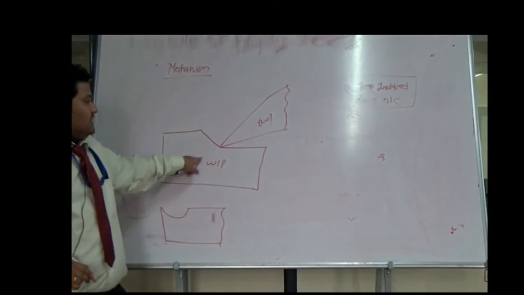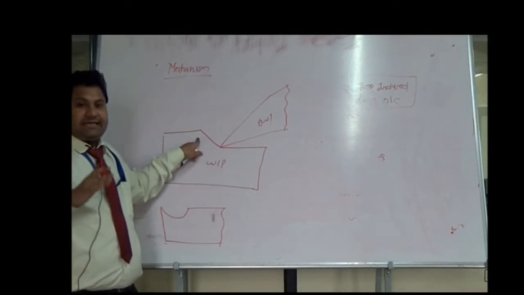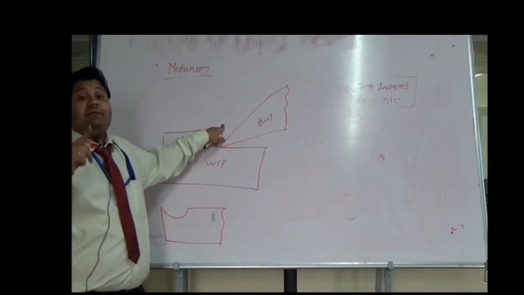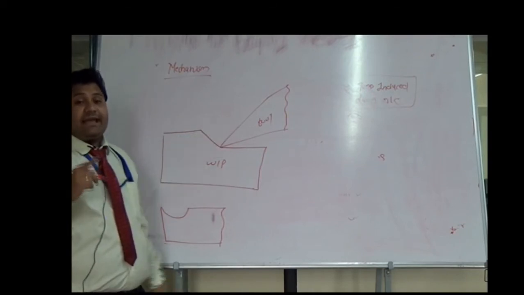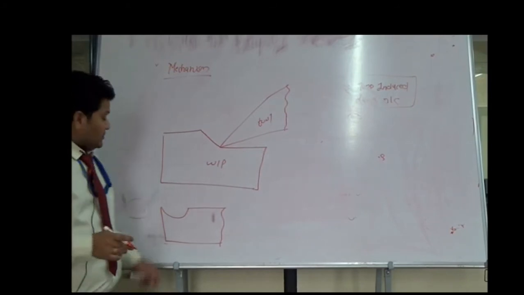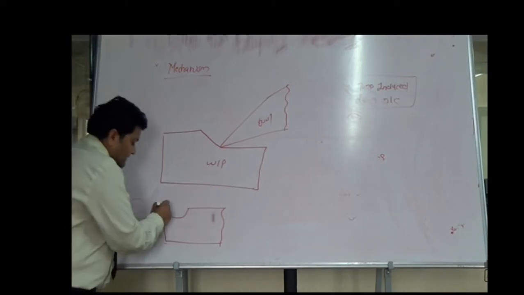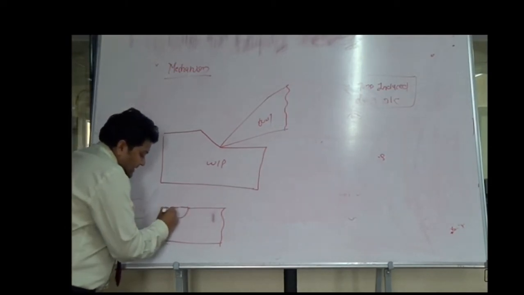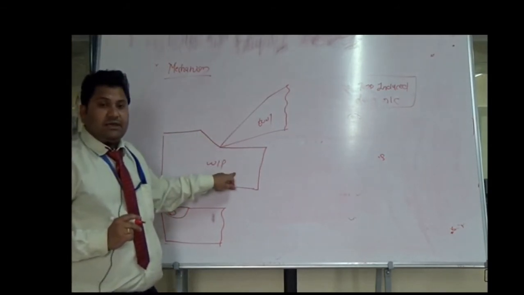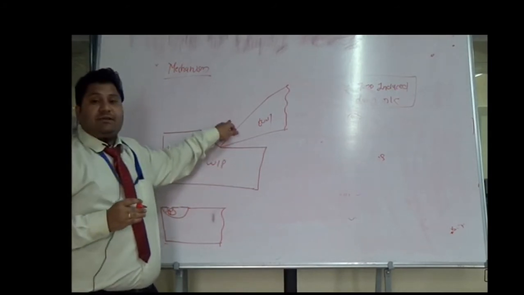What I am saying is, when the tool advances in the workpiece, the material is deformed plastically in front of the rake face of the tool. The rake face is nothing but the angle in front of the face of the tool. It is denoted by alpha, and this angle is known as the rake angle. So when the tool advances in the workpiece, the material is compressed and flows plastically in front of the rake face of the tool.